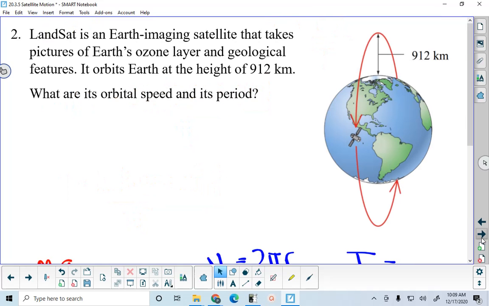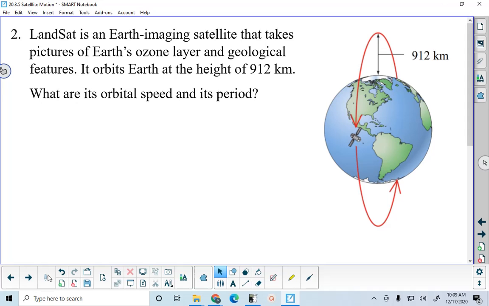All right, next question. Landsat is an Earth imaging satellite. There's a little picture of it there, or a little image. The altitude is 912 kilometers. What are the speed and period? So we're going to do the same set of calculations for this that we did for the other. And I'm going to pick up the pace considerably here.